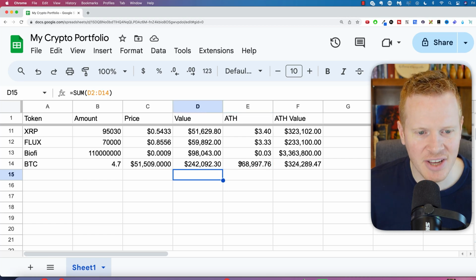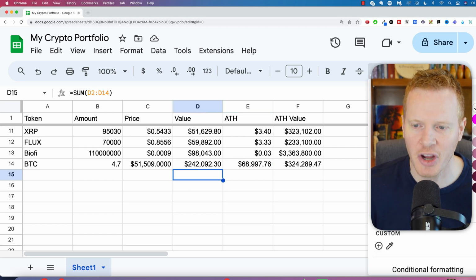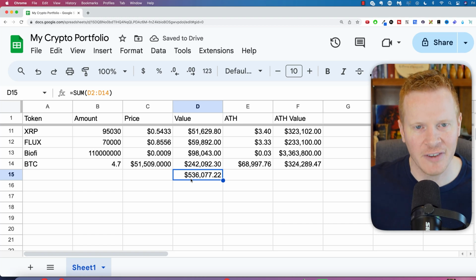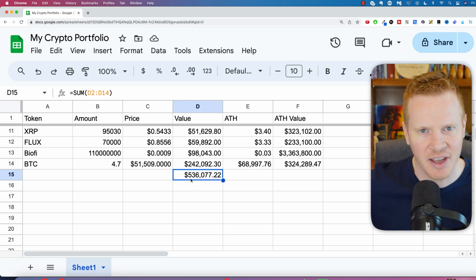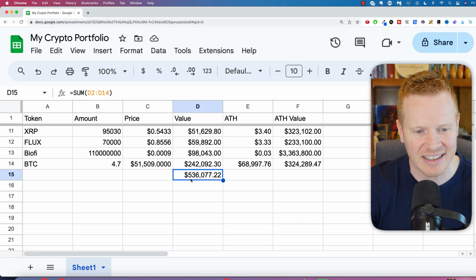So these are all my tokens. If you add up the total value currently, I am holding about 536K. And these are just tokens I hold. You guys know I go through my passive income projects monthly. I'm not including that in here. These are basically just my hold ones.